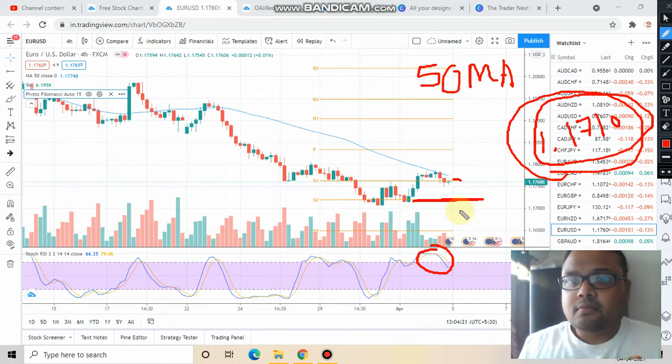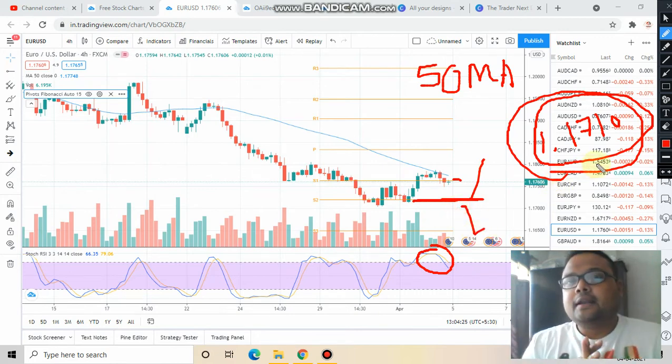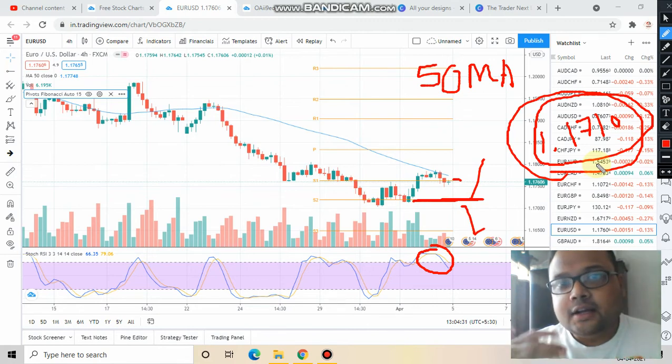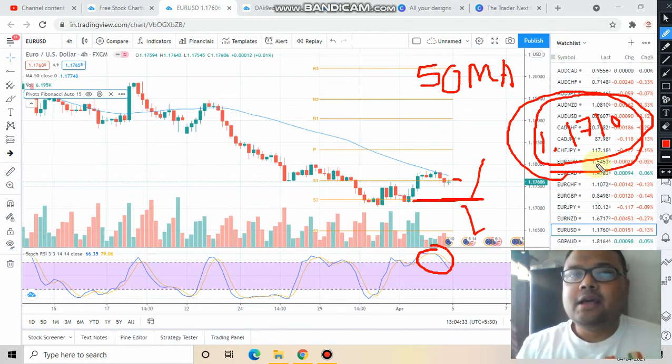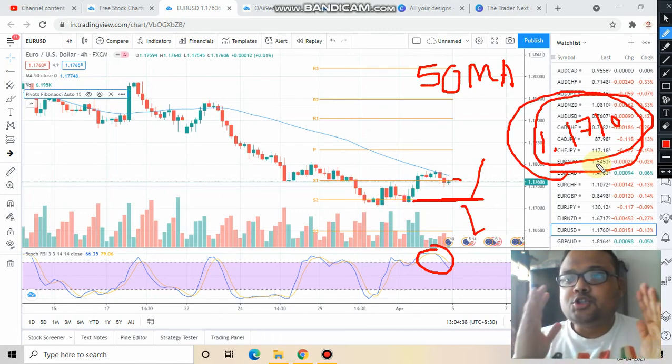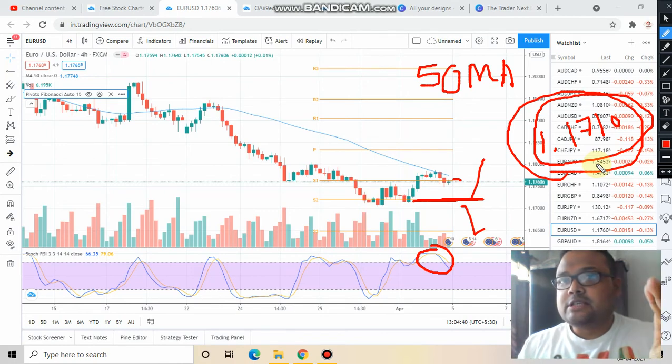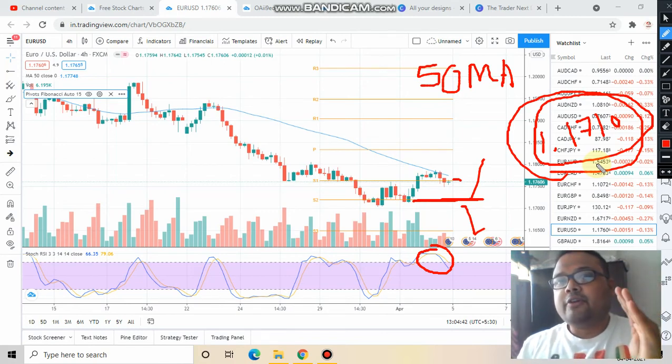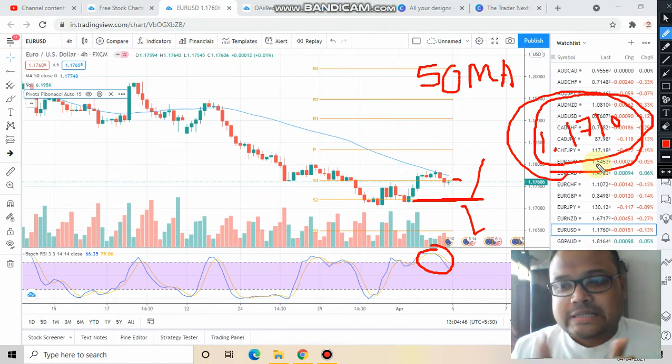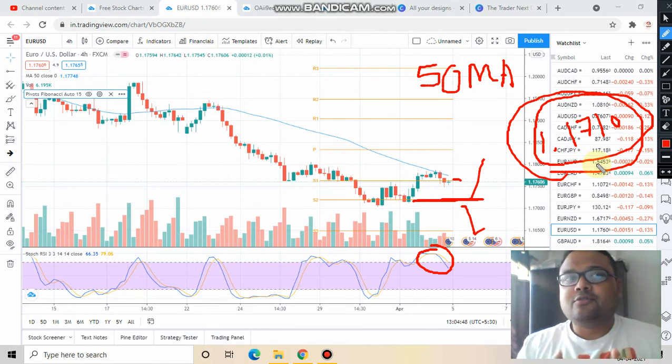If we see that market bounces from here or if market crosses this level, then we'll have to modify our strategy and game plan for Tuesday or 6th April. I'll cover everything tomorrow, but as of now for Monday, short the market at 50 MA if you see some reversal and come out of the trade by 1.1710. So this is the simple and safe strategy that you can follow for Euro USD.